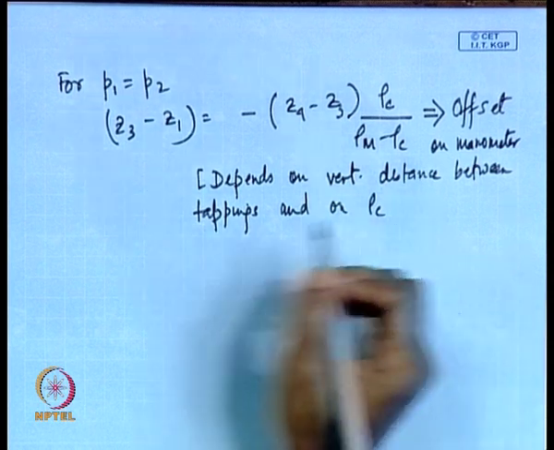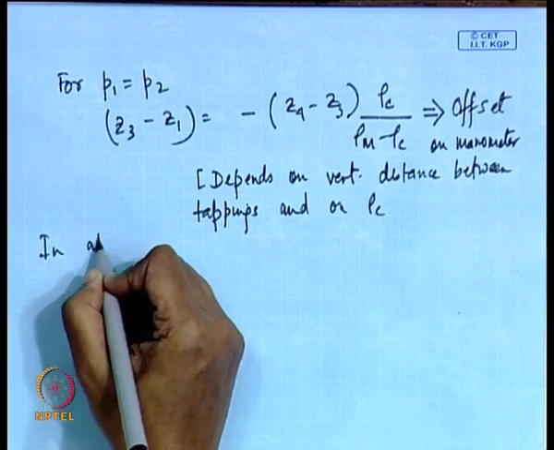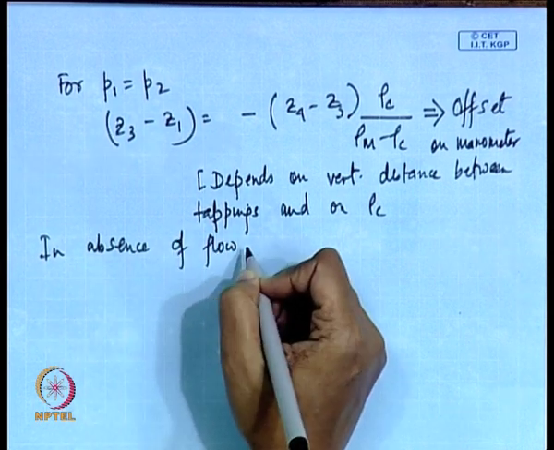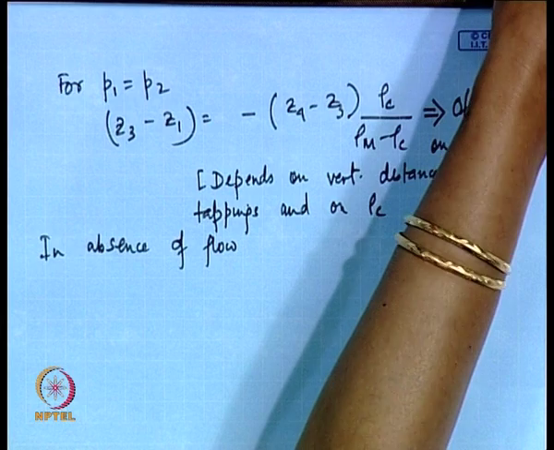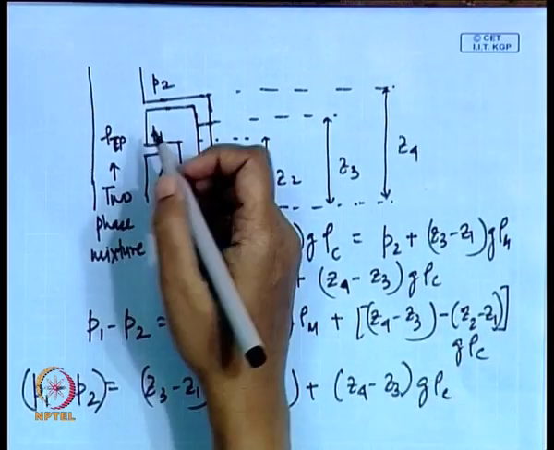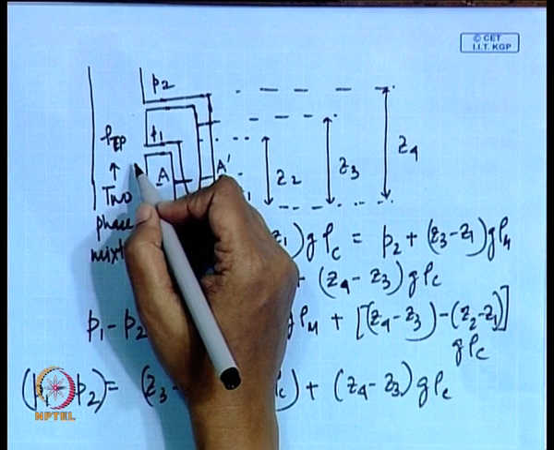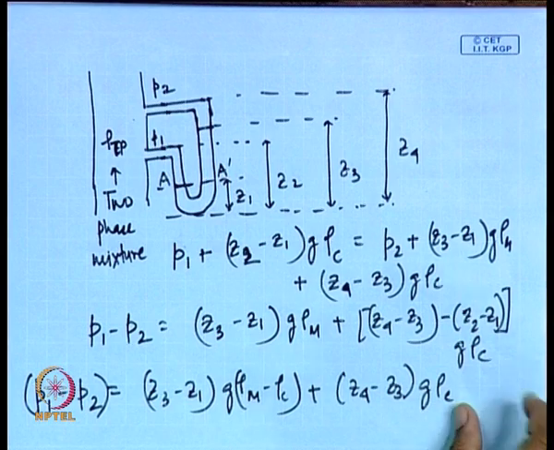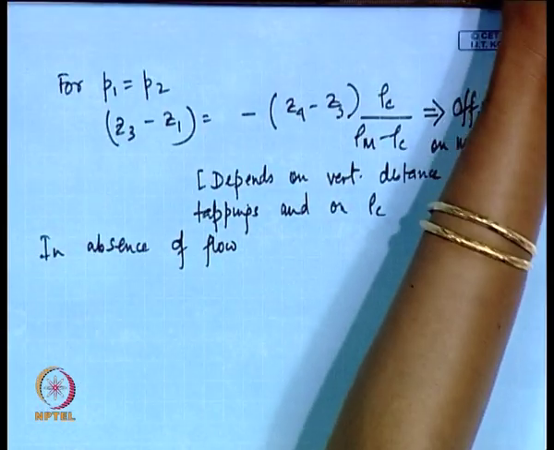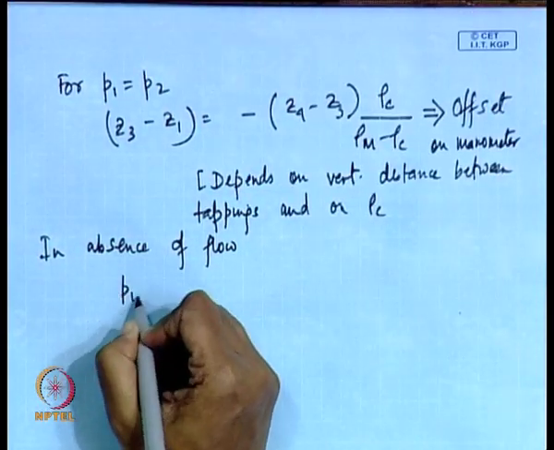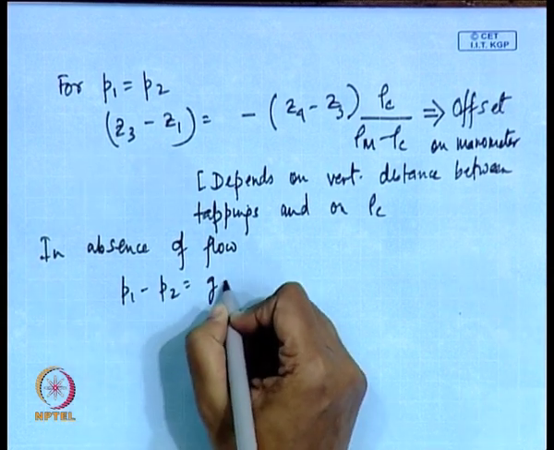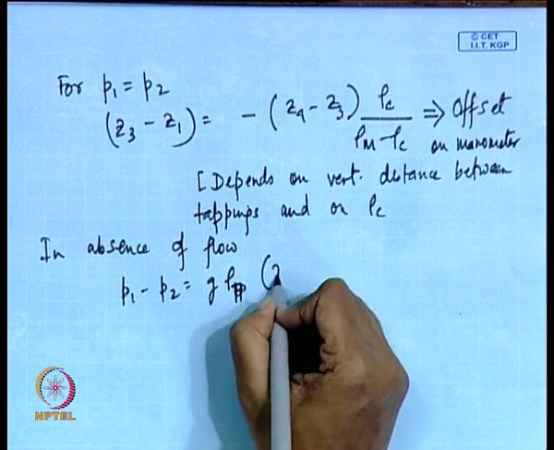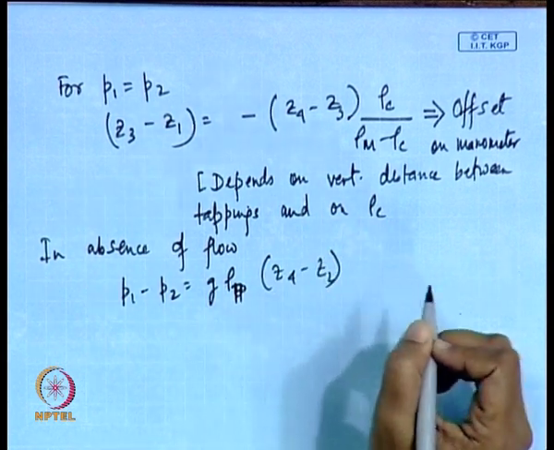We observe that in absence of flow, what do you observe? What happens? In that particular case we find that just the hydrostatic head difference should contribute to the pressure difference, yes or no, isn't it? Or in other words, when there is no flow, then P1 minus P2 should be equal to g rho TP, the two phase fluid, into Z4 minus Z2, isn't it?